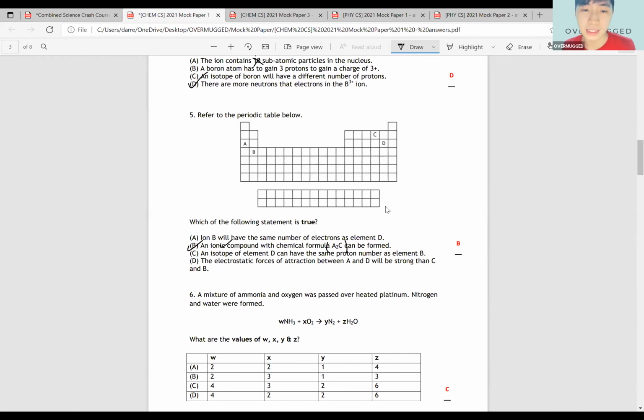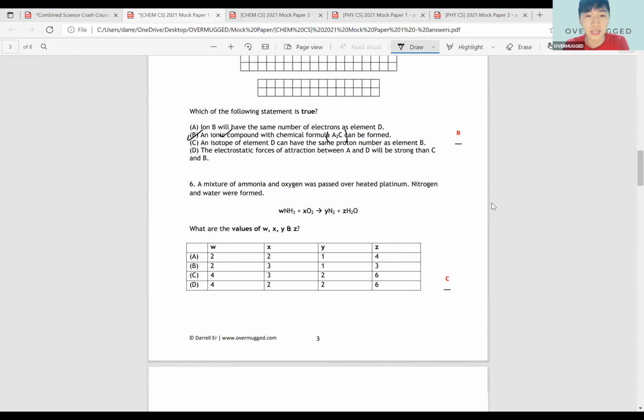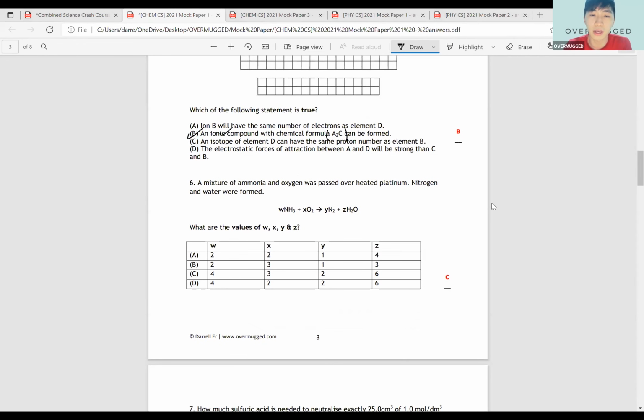Okay, that's why the answer here is B. All right. If not, as you take a look at question 6, here you'll notice this is purely about balancing your equation. I won't go through it, but the general technique that you need to learn here is that we always balance using the least common element first.